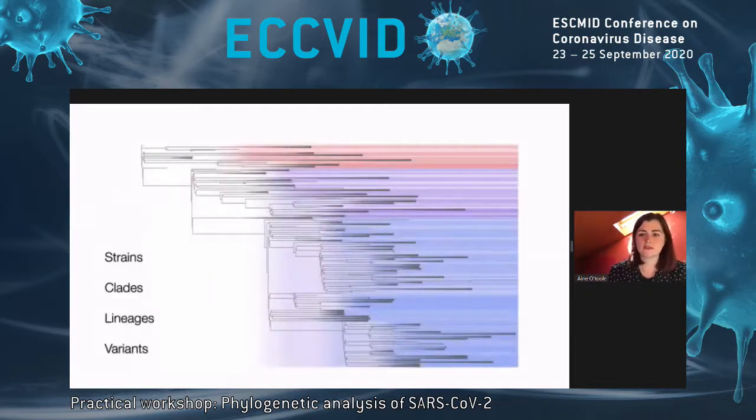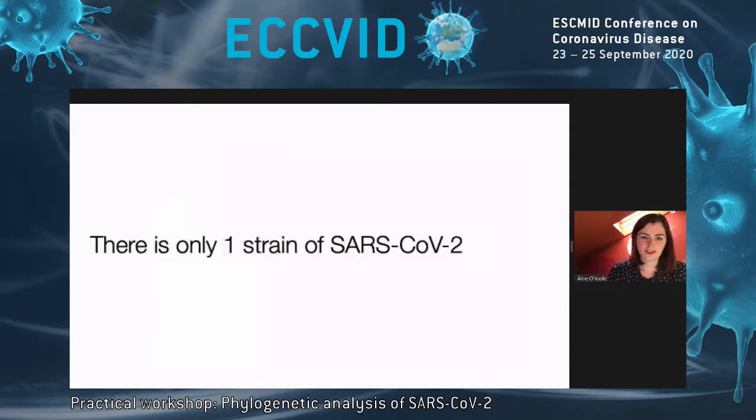So we have these different terms being batted around that classify viruses at different resolutions. And we hear the term strain quite a lot. Just to clarify, there is only one strain of SARS-CoV-2. Different strains have different biological properties. So to demonstrate why there's only one strain of the pandemic, I'm going to zoom out a bit.